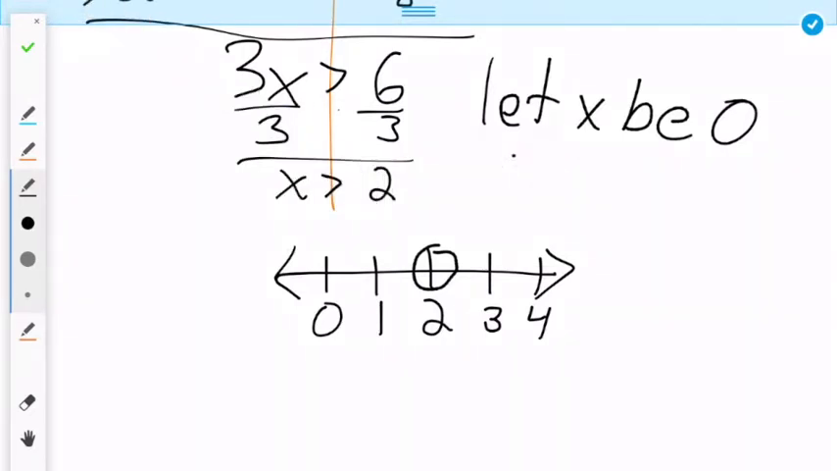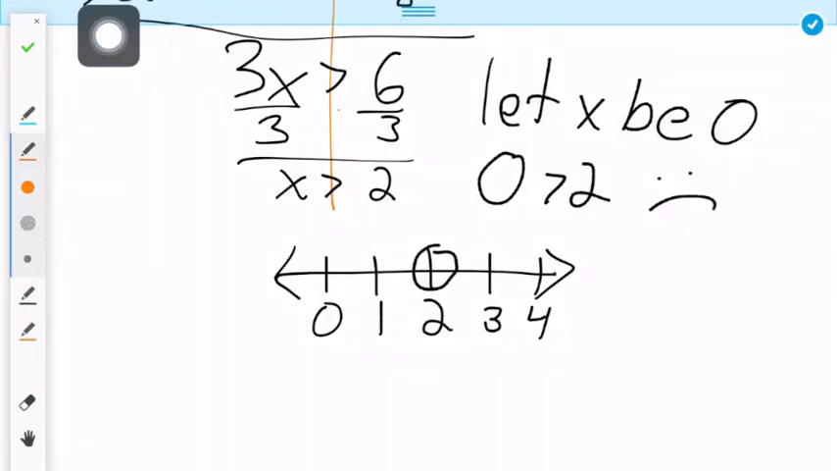I want to say, is 0 greater than 2? Fortunately, that's not true, so I want to point my arrow away from 0. 0 is over here, so I'm going to go over in this direction away from it.